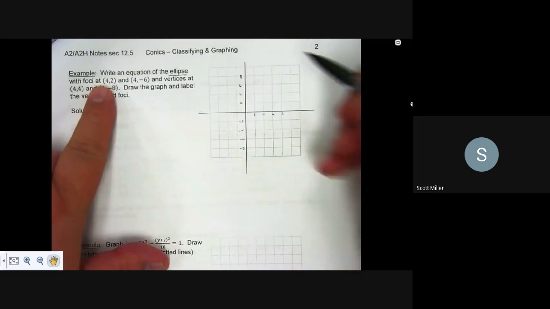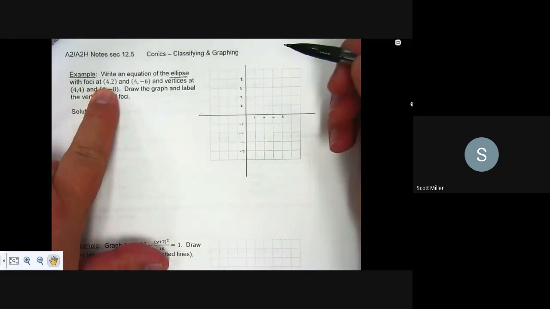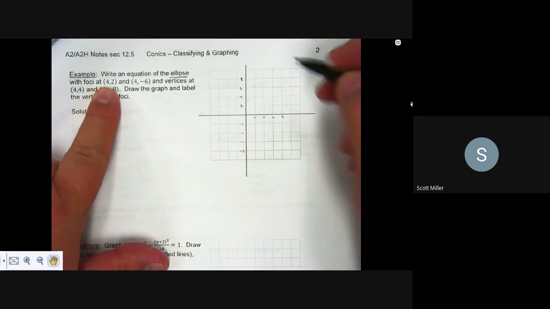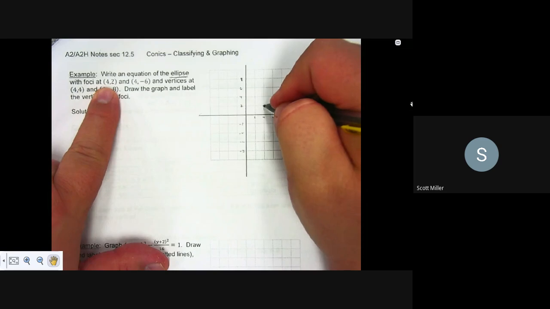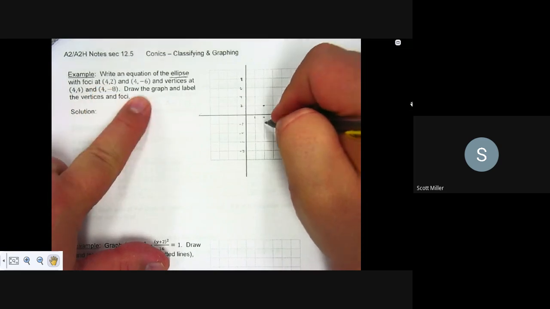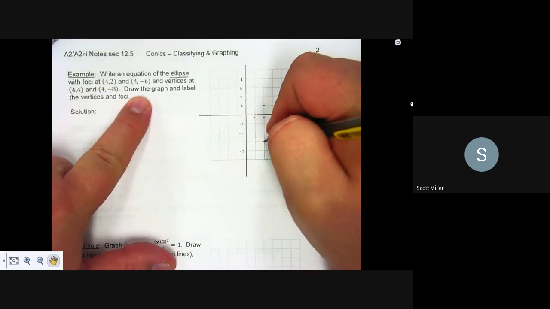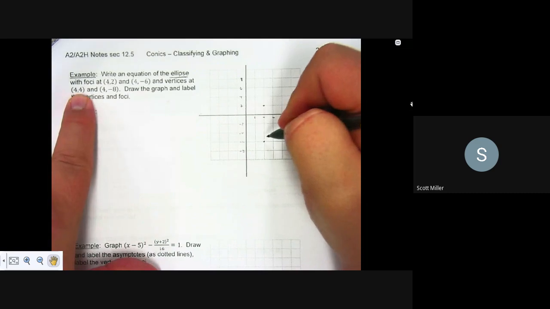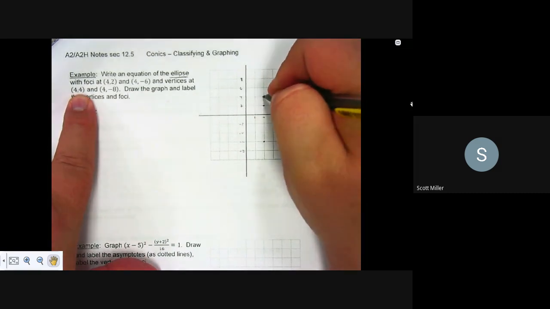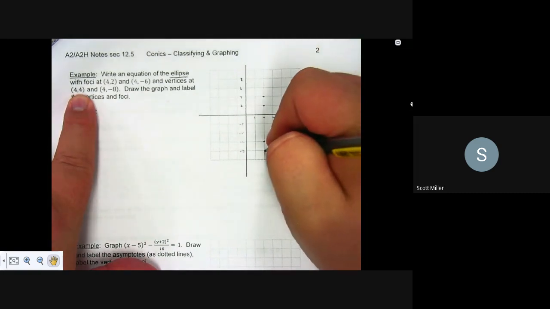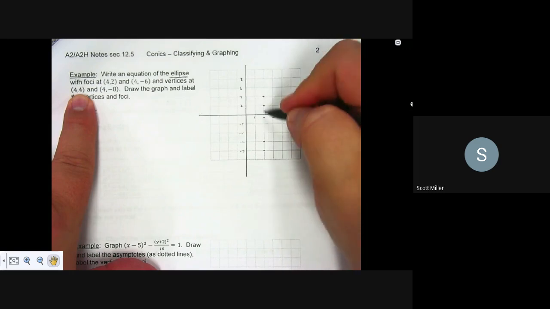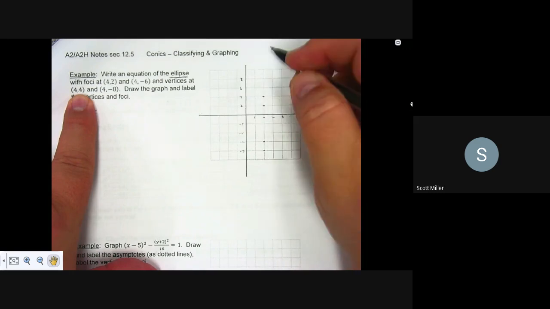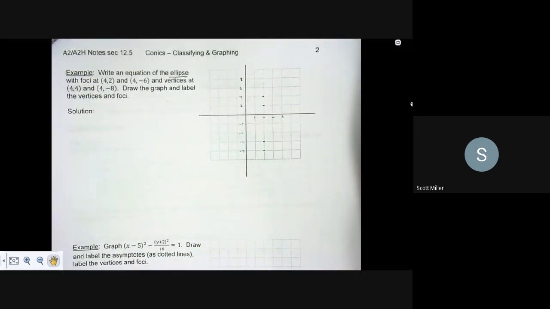Okay, so let's put some dots where these things are. I have the foci at 4, 2. So I have a focus here and another one here. I have vertices at 4, 4 and at 4, -8. So we can see that this is going to be the major axis right here. So it is going in a vertical direction.